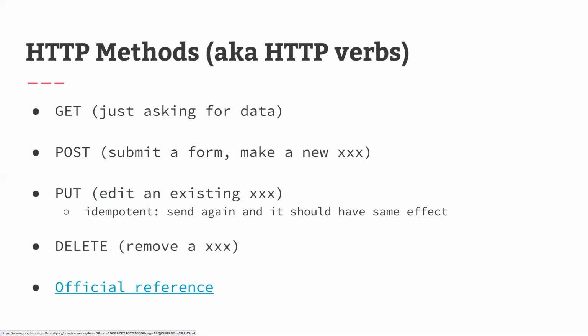And the server will deal with these differently depending on the method. The server is listening for particular methods at particular routes. If you guys have written your Express servers, you know you do an app.get for this route. That means I'm listening for GET requests at this route. You do an app.post at the same or a different route. I'm listening for post requests at that route.